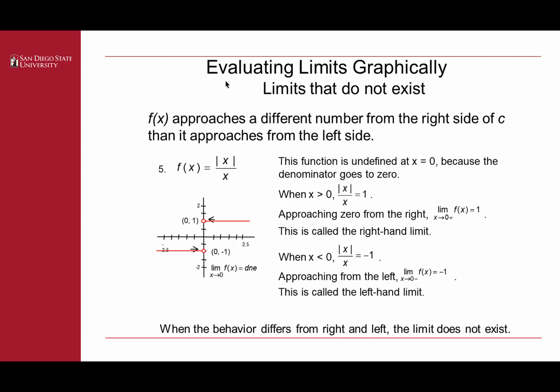But whenever x is smaller than 0, the numerator would be positive because it is the absolute value of x, and the denominator would be negative, so the result would be -1. So approaching from the left, the limit of f of x where x approaches 0 from the left would be -1, and this is called the left-hand limit. And here we observe that the right-hand limit is not equal to the left-hand limit, so they are different.